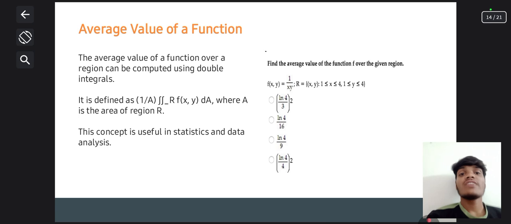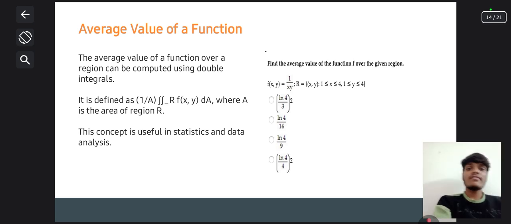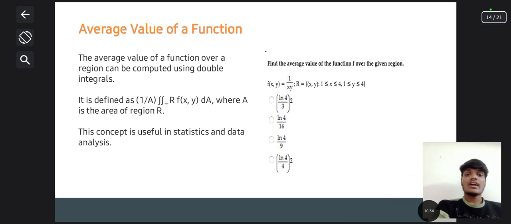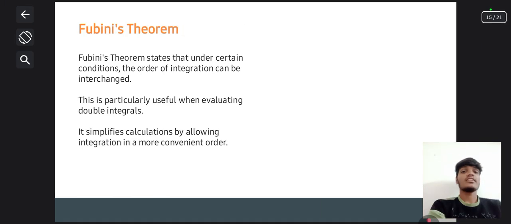Next, the average value of a function. The average value of a function over a region can be computed using double integrals. It is defined as 1 by A times the double integral over R of f of x comma y dA, where A is the area of the region R. This concept is useful in statistics and data analysis, mainly for data science students. Data analysis is very important.